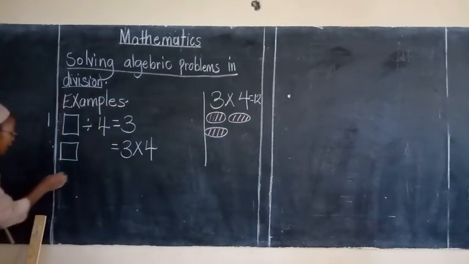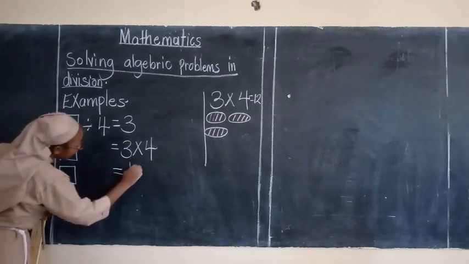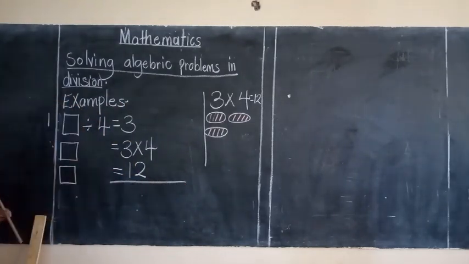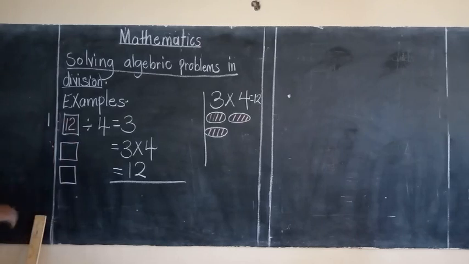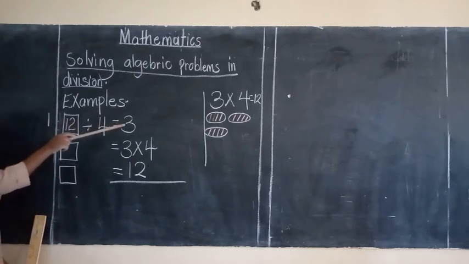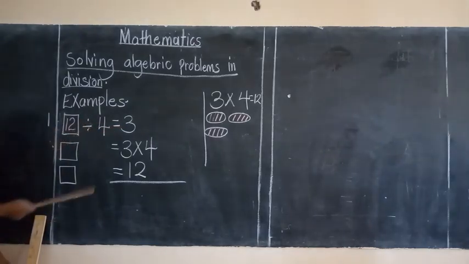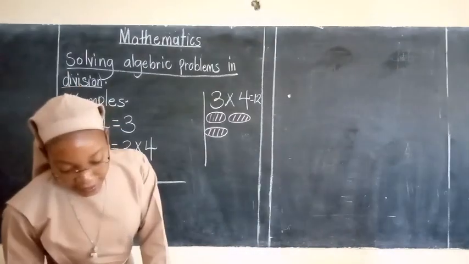We come down here and we draw box equals 12. This is box equals 12. We underline this 12. We also come up here and fill in the missing number. And it will be read as, let's read together, 12 divided by 4 is equal to 3. Is it correct that when we divide 12 by 4, we get our answer as 3? Yes. So let's have the second example.